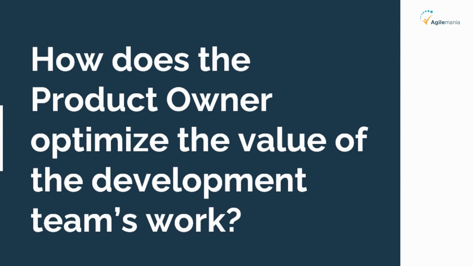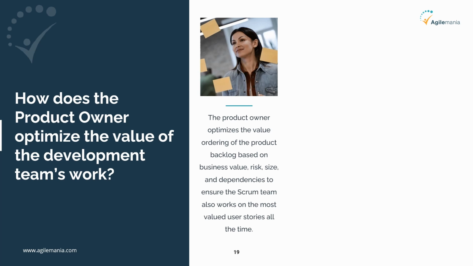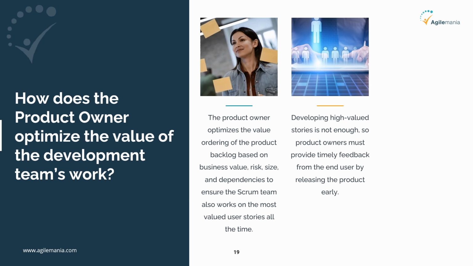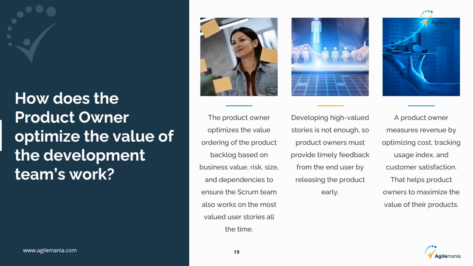How does the product owner optimize the value of the development team's work? The product owner optimizes the value ordering of the product backlog based on business value, risk, size, and dependencies to ensure the Scrum team also works on the most valued user stories all the time. Developing high-valued stories is not enough, so product owners must provide timely feedback from the end user by releasing the product early. A product owner measures revenue by optimizing cost, tracking usage index, and customer satisfaction. That helps product owners to maximize the value of their products.